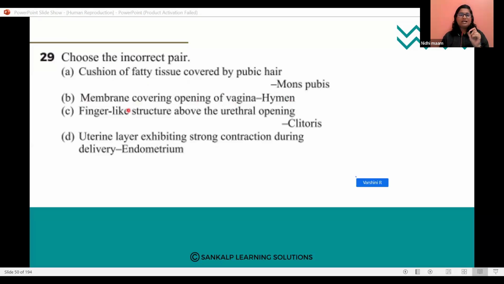Finger-like structure above the urethral opening. The small finger-like structure present in the female above the urinary opening is called the clitoris. This is also a correct pair. Then the uterine layer exhibiting strong contraction. At delivery time, the strong contractions that push the baby out are done by the myometrium, not the endometrium, which is the middle layer of the uterus. The endometrium is the innermost layer and the perimetrium is the outer layer. I hope, Anita, you understood.